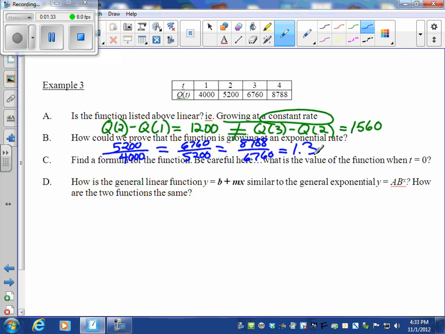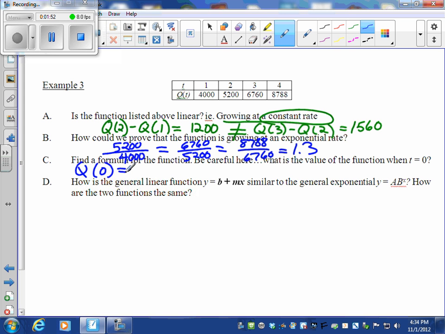So the next question is find a formula for the function. Be careful here. What's the value when t equals 0? That's my big hint to you. So for someone that writes 4,000 times 1.3 to the t, you missed it. So how am I going to find when t is 0? How am I going to find q of 0?